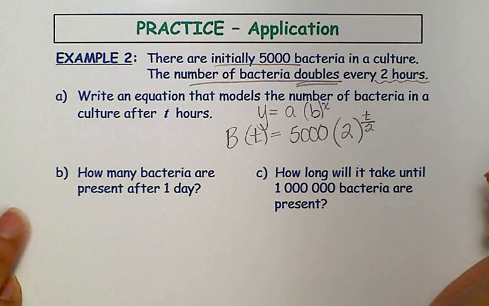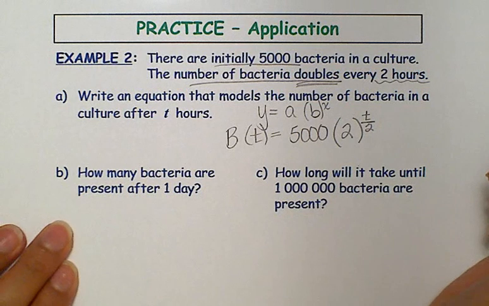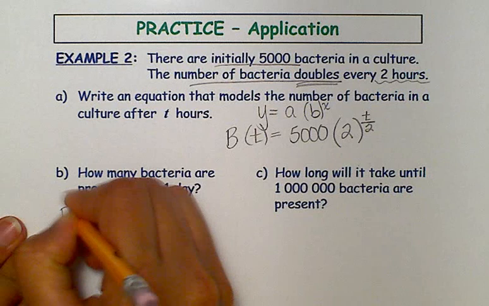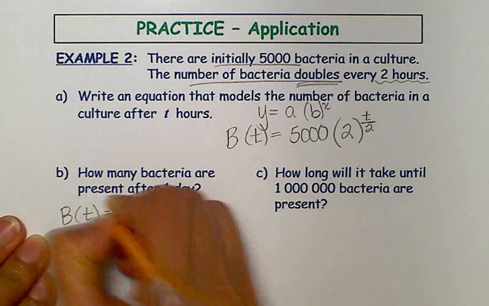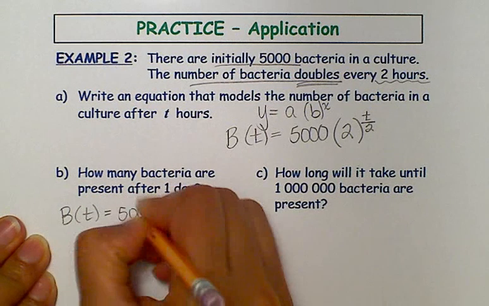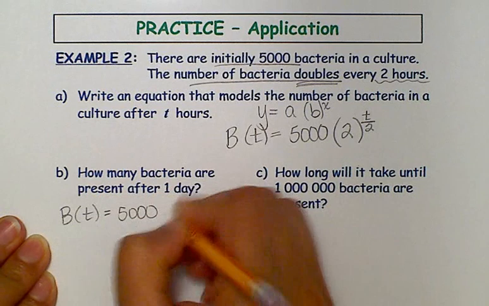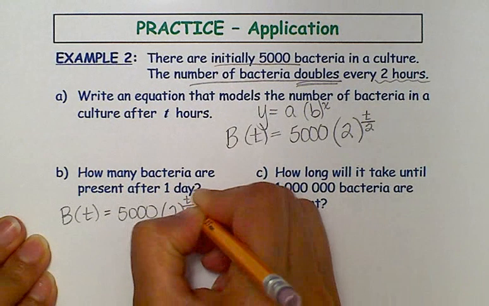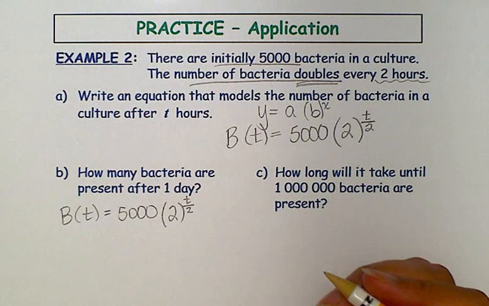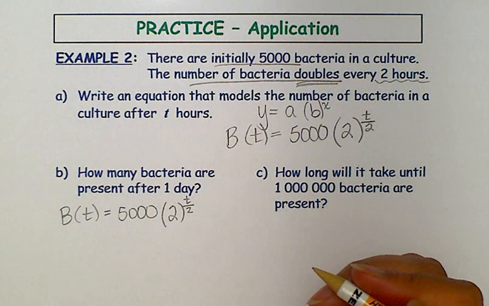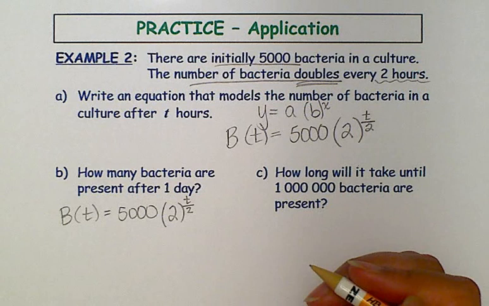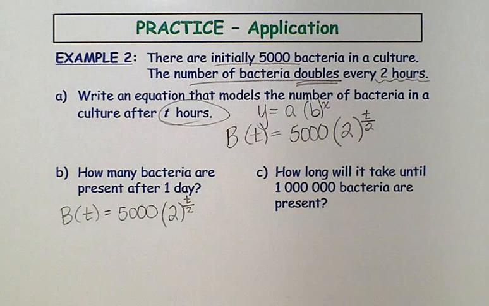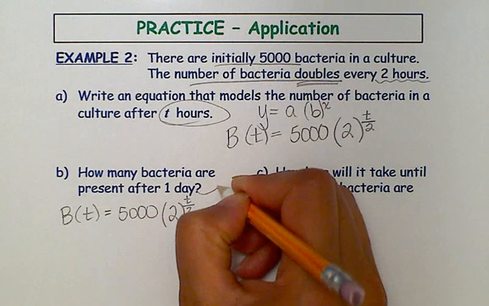Then it says how many bacteria are present after 1 day. So remember that we have an equation that we can use to help us solve this problem. I can sit there and do it manually, but that'll take a really long time, and that's not an efficient way of doing the question. And so it's very tempting to just plug in t equal to 1. However, our time values are in hours, so we need to make sure that we convert 1 day into hours.